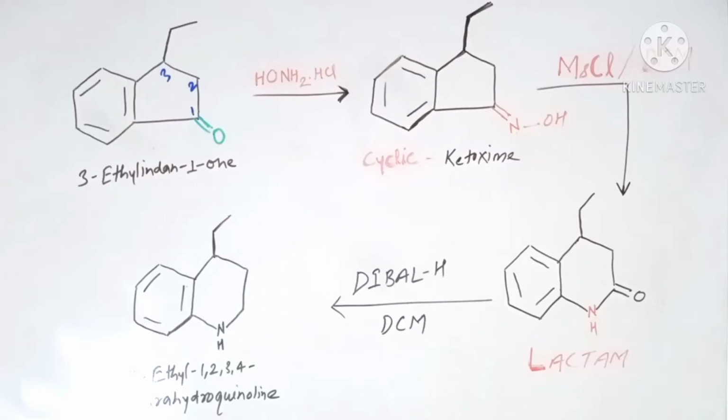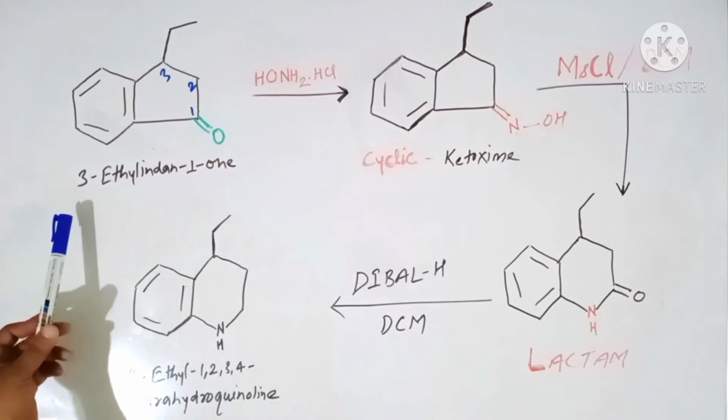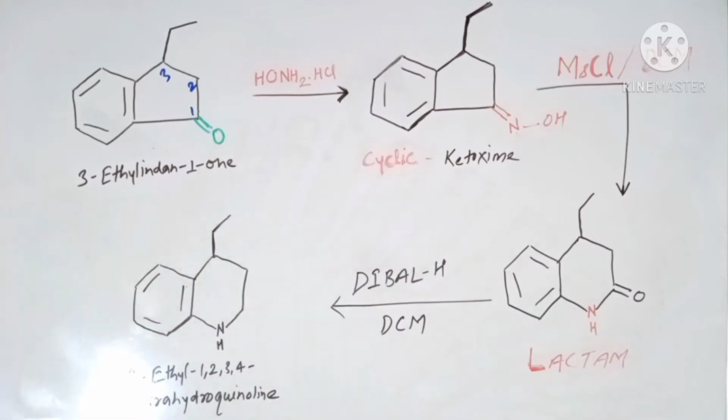Today in this session we will discuss the example or application of Beckmann rearrangement. Here is written a reaction which is used by scientist N.S. Mani and co-workers. They synthesized 4-ethyl 1,2,3,4 tetrahydroquinoline from the starting material 3-ethyl indene 1-one by using Beckmann rearrangement.